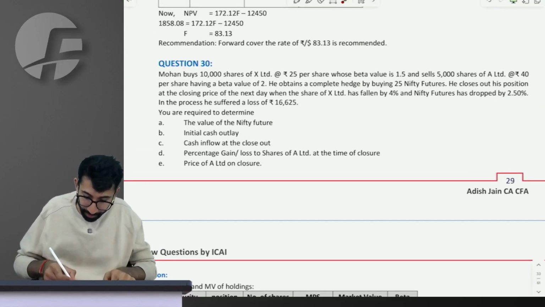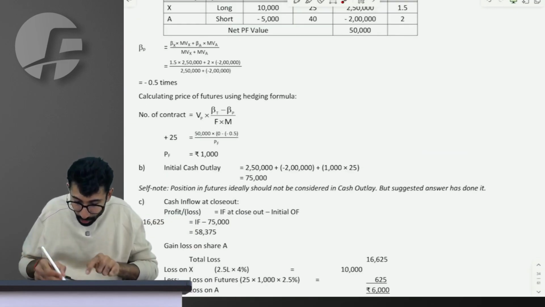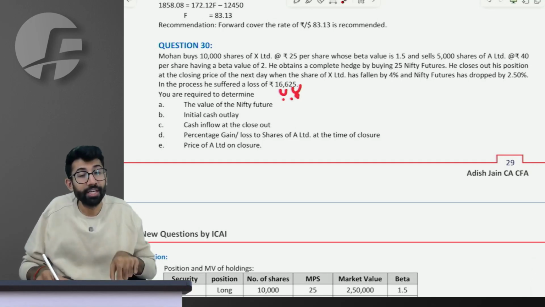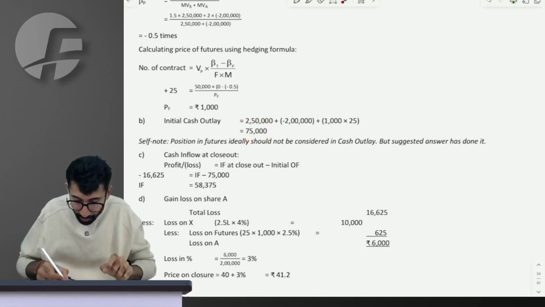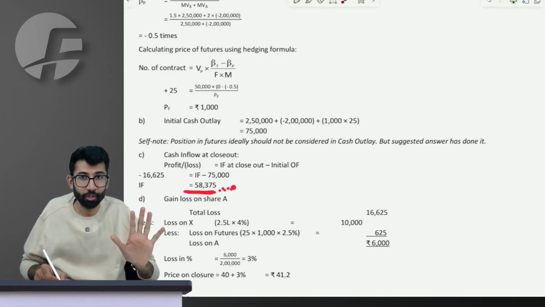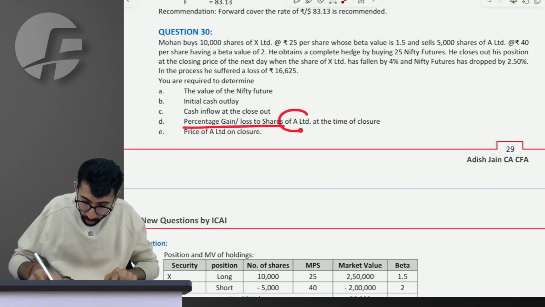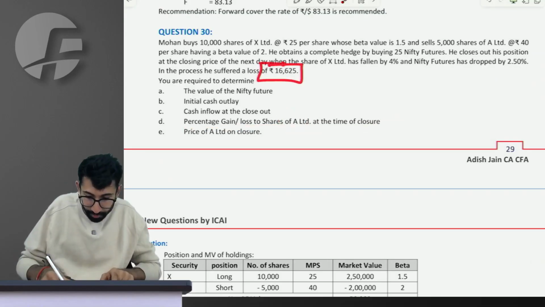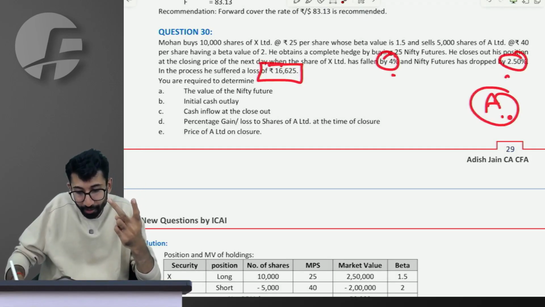Sir, next, cash inflow at closeout. At closeout, what is my cash inflow? If the initial investment is 75,000, where I made a loss of 16,625, how much will I end up ultimately receiving? 75,000 minus 16,625 is 58,375. Logic, basic common sense. Sir, next, percentage gain or loss to A Limited at the time of closure. Sir, if I have the total gain or loss, and the gain or loss of the other two positions, then can I find out A's gain or loss?